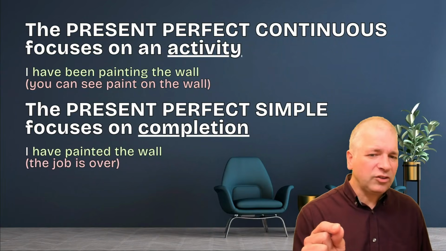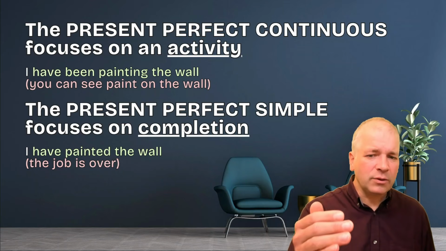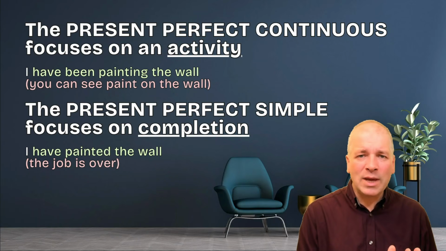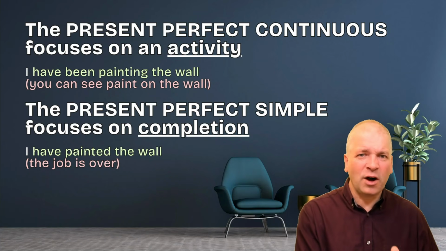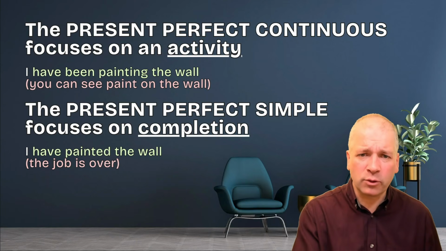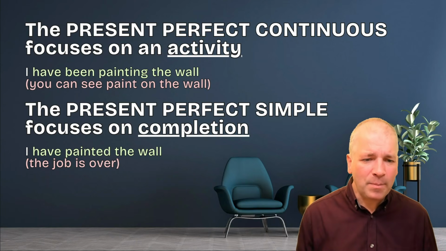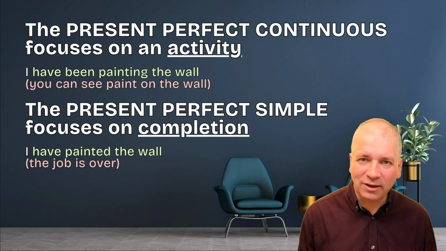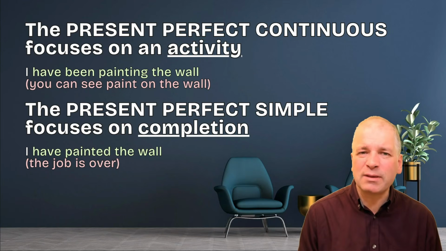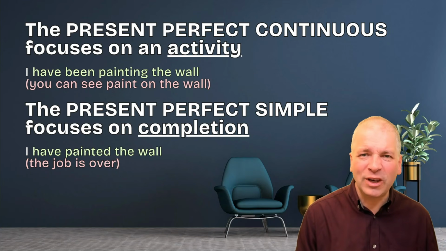Let's look in more detail at these distinctions between the continuous and the simple. Now, I looked at this in a little detail when we introduced the stories in the advanced section. But now I want to unpack it a bit more, so you're sure. I have been painting the wall. I have painted the wall. If you say, I have painted the wall, the job is over. You look at the wall, it's a finished job.